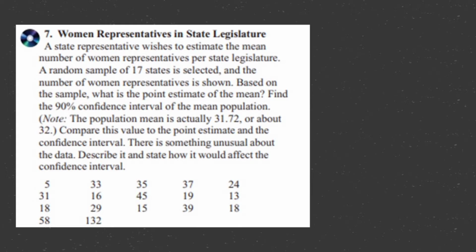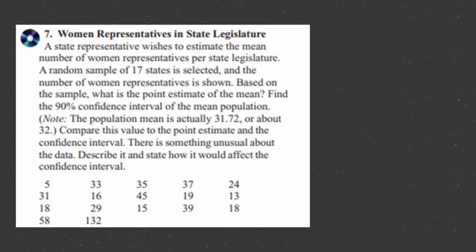Note, the population mean is actually 31.72 or about 32. Compare this value to the point estimate and confidence interval. There is something unusual about the data. Describe it and state how it would affect the confidence interval.